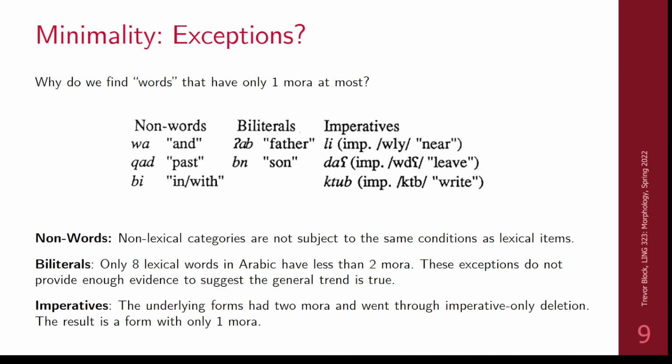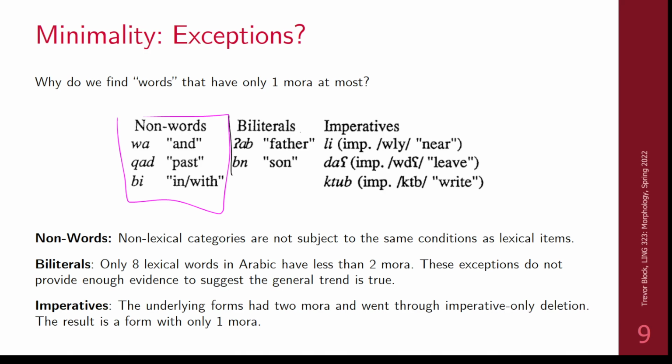Now there's a problem because some words exist that only have one mora, and there are not too many of these in the language. There are a very limited amount, and we can give reasons for why each of these exist. So the first set are called non-words. And these can be described by saying these are non-lexical. These are not nouns, verbs, adjectives, or adverbs. So non-lexical categories don't have the same conditions as lexical categories. Lexical items require two mora, just like English nicknames require two mora. But other words are not under that same constraint.